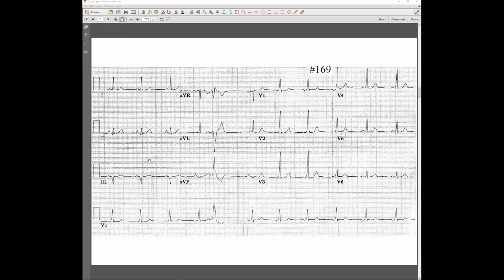Yes, in lead 2. In lead 2, does this count as P pulmonale? Well, let's look at it. If it's bigger than 2.5, yes, but this is not. This is about 2.5. Maximum is 2.5 or 2. This is not P pulmonale. Believe me, you will see that tall P wave.